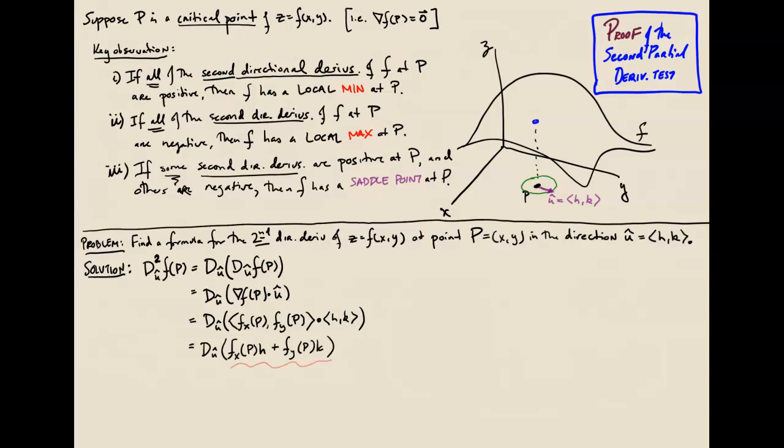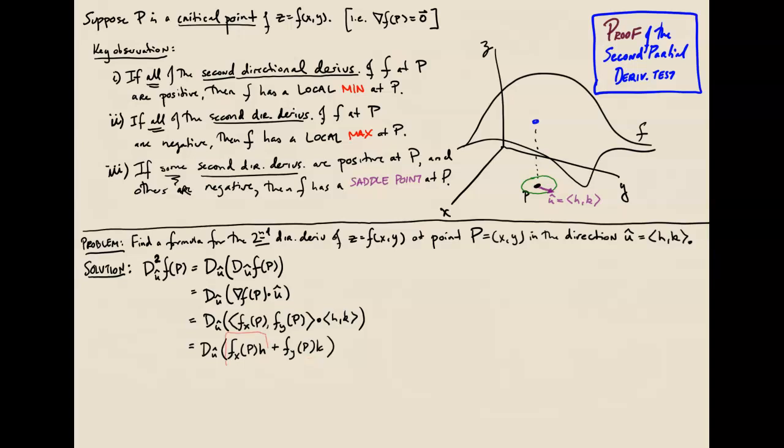This is worth dwelling on for a moment. Remember, we are thinking of h and k as fixed for the moment, because we're just thinking about what the directional derivative would be like in that specific direction if we vary the point at which we're taking the directional derivative. P, on the other hand, is standing for x and y, so that's where our variables are.